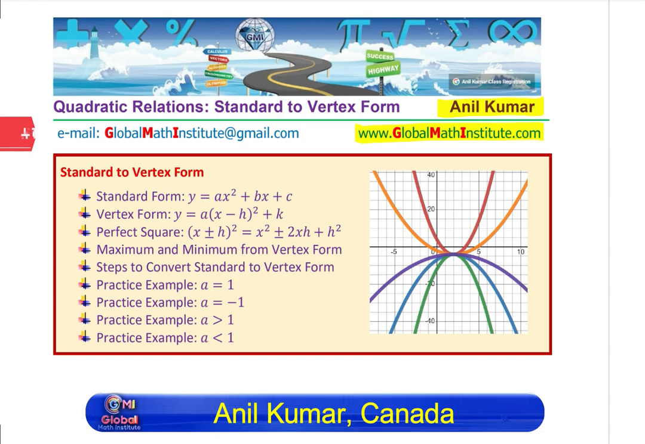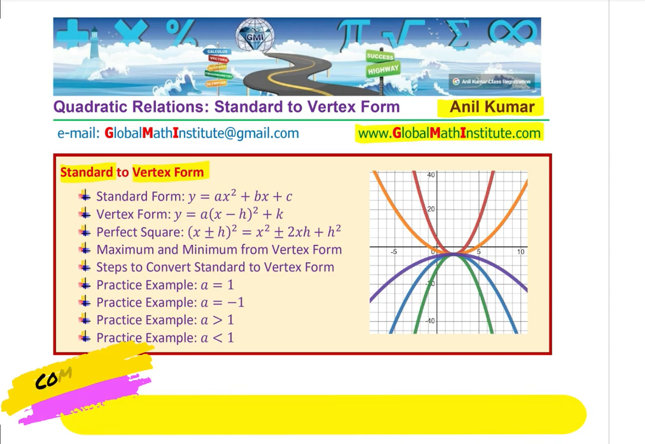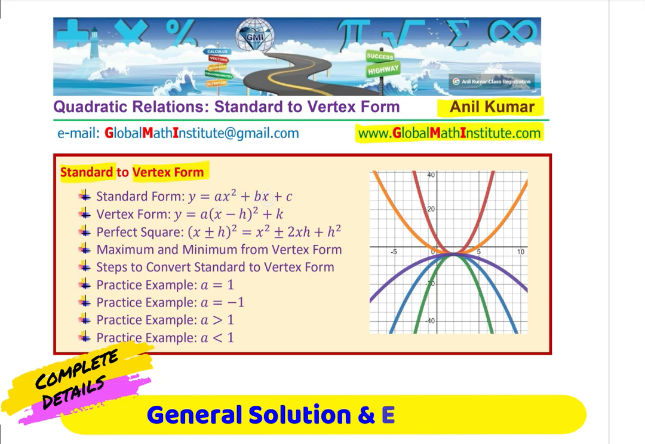In this video, we'll discuss how we convert standard form to vertex form for a given quadratic equation. Standard form is normally y equals ax squared plus bx plus c, and the vertex form is a times (x minus h) whole squared plus k. From the vertex form we get the advantage of finding the vertex.